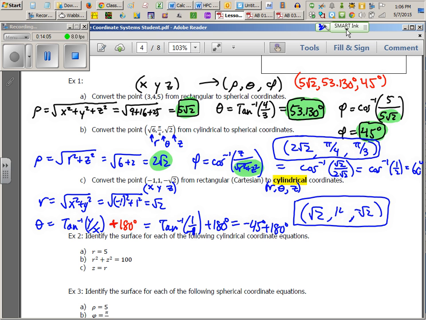If you think you might mess that up, memorize it this very, very simple way. When you're doing an inverse tan, if your denominator is negative, always, always, always add 180 to the angle. It's that simple. Okay? All right?